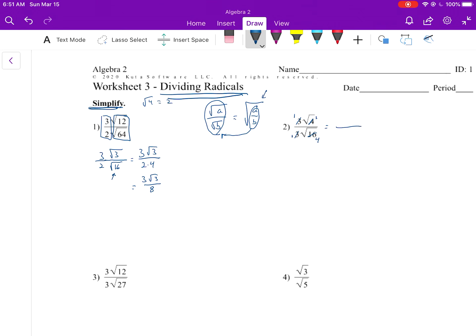So really what we have here is 1 times the square root of 1. Square root of 1 is just 1. And then on the bottom, we have 1 times the square root of 4. Square root of 4 is 2. And so we have 1 times 1 is 1, and 1 times 2 is 2. We have 1/2. So number 3, you'll be able to do using those methods we used in 1 and 2.